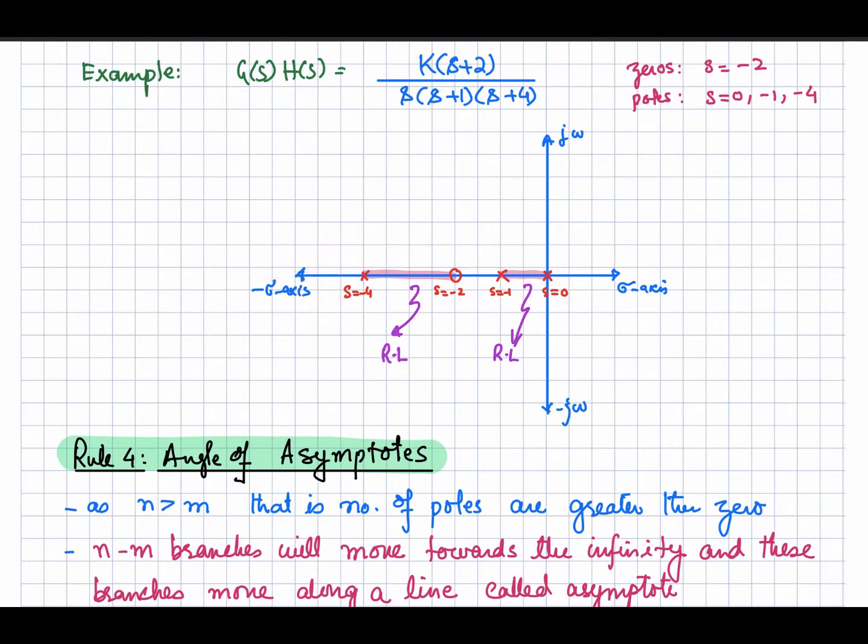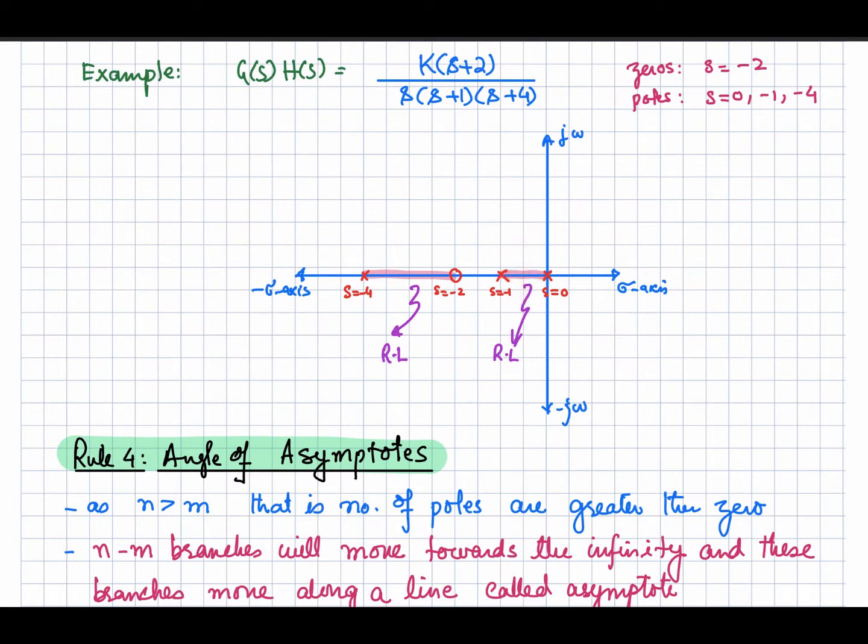So consider a test point on the real axis and then look at the total number of poles and zeros towards the right of that one. If that is odd, that portion of the real axis will be part of the root locus, otherwise it will not be. Okay, so these poles and zeros are shown over here. This pole will move toward this zero, and these poles will move along this axis, and then they will depart from the real axis, right? So this real axis is part of the root locus, right?